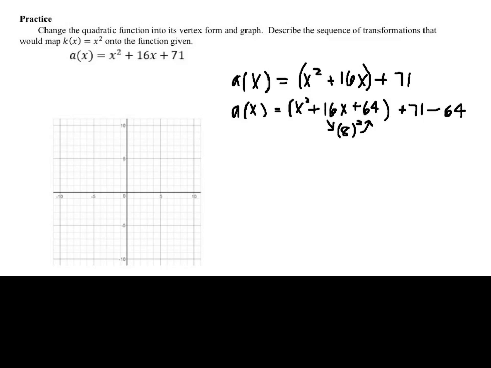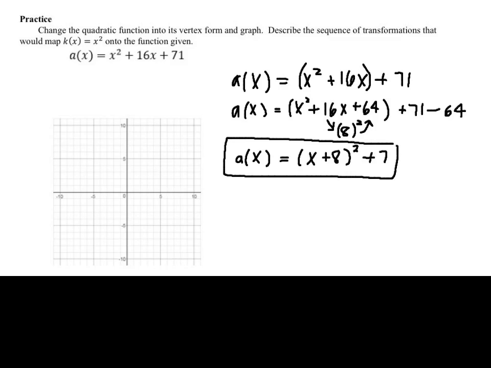From here, x squared plus 16x plus 64 is equal to x plus 8 times x plus 8, or x plus 8 quantity squared. 71 minus 64 is equal to positive 7. And now what I've done is converted my standard form equation into vertex form. Okay, so now I'm going to go ahead and graph it. I know my vertex is located at negative 8, comma, positive 7.